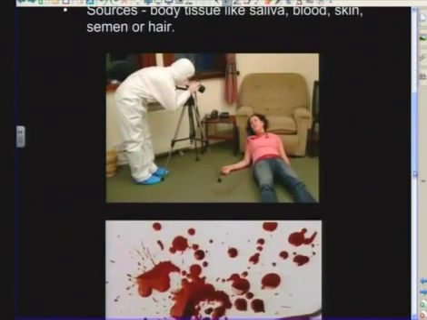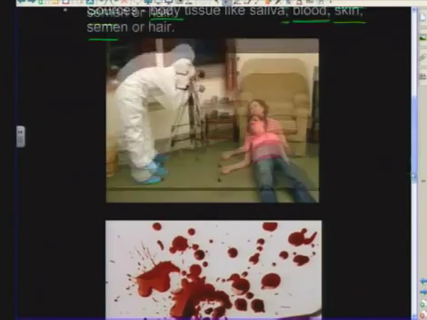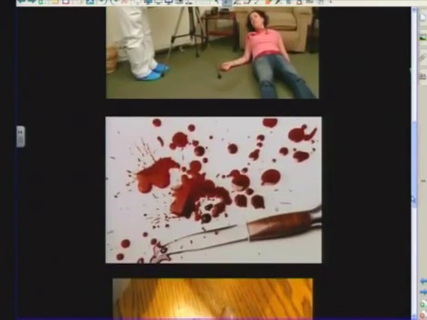You want to know, where do we find this DNA? We find this DNA in any body tissue, for example saliva, blood, skin, semen, hair. If you look at this crime scene, and there you see on this victim there's some blood, that blood can be used to get a DNA sample.